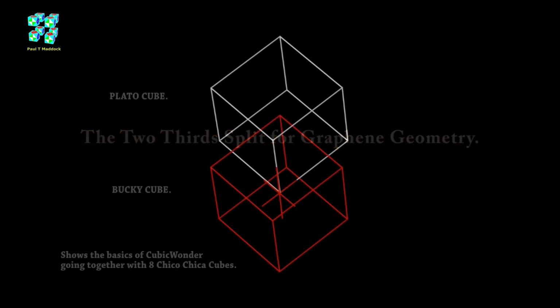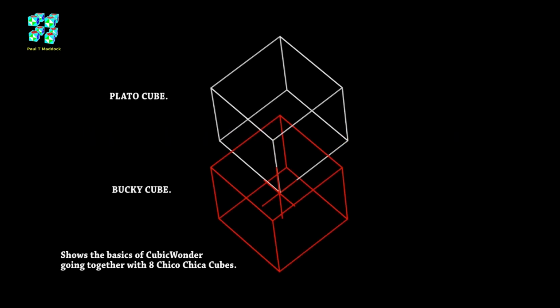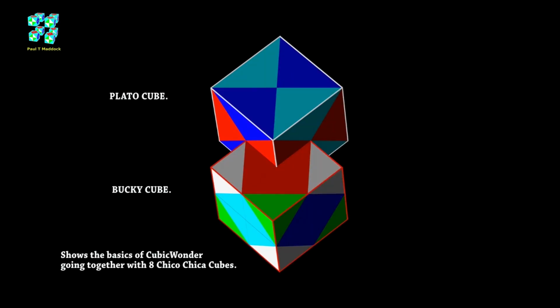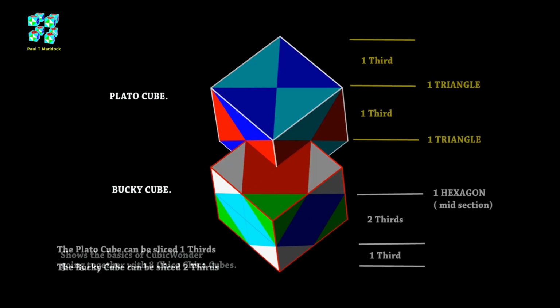I've got another new video to show you, and I'm calling this video the 2/3 split for graphene geometry. In the last few years, I've put a lot of research into a system I call CubicWonder. Let's take a look. You can see that we've got a Bucky Cube and a Plato Cube all going together with smaller pieces called Chica cubes. Now, if you need more detail, it's best to look at my earlier videos. But this video is focusing on the graphene geometry, the hexagon graphene geometry.